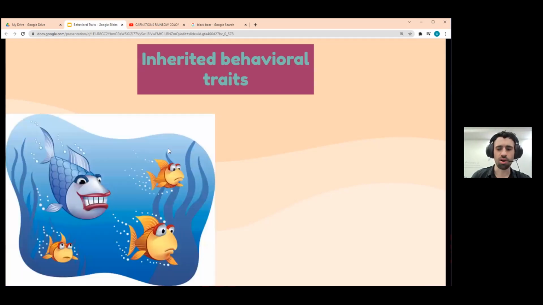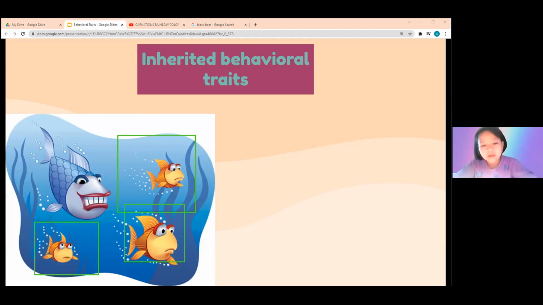Now, another example of an inherited behavioral trait are these fish. What are these fish doing? We talked about this already. Sophia, what are these fish doing? The fish is running away. They are running away. No one taught these fish to run away. What would happen to them if they don't run away? The bigger fish will eat them. We'll eat them, exactly.